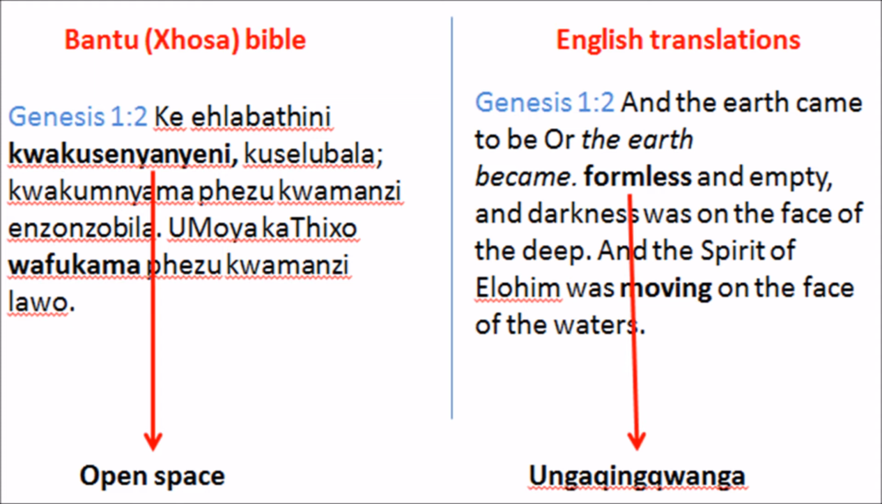Okay, formless is not nyanyeni. I mean, everybody who speaks Xhosa, who knows the Xhosa language, will not translate formless into nyanyeni. Nyanyeni is open space. So they would have said it was open space and empty. Okay, that's what we would say. But because this Bible was translated from Xhosa, nyanyeni, there is no word in English or Latin that says nyanyeni. So they put in formless. That formless was something that was copied to try to translate nyanyeni, which means open space.